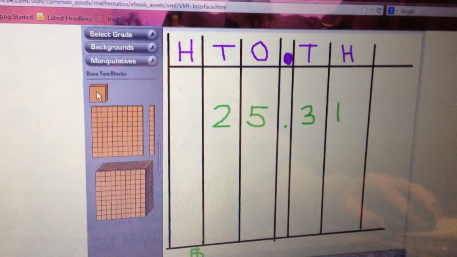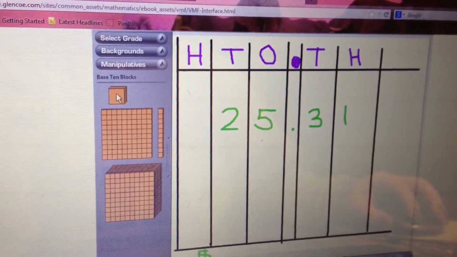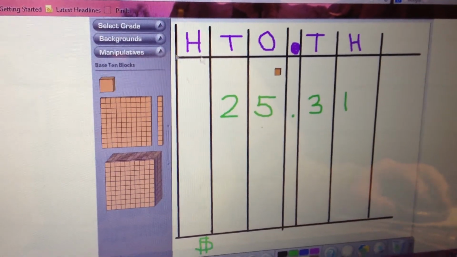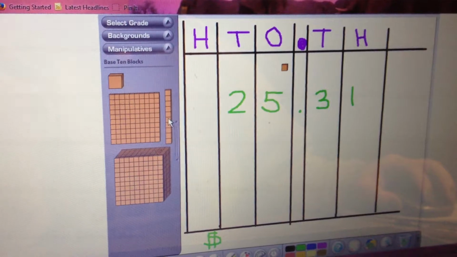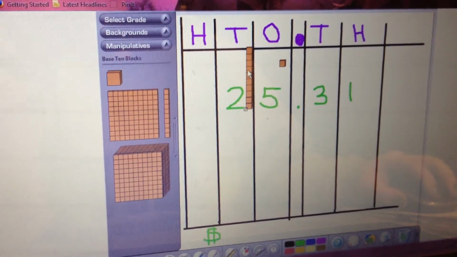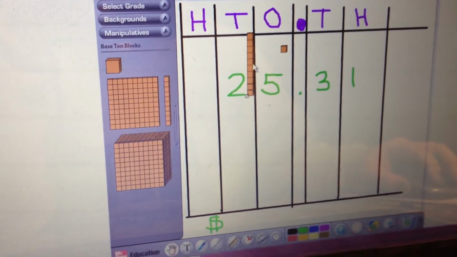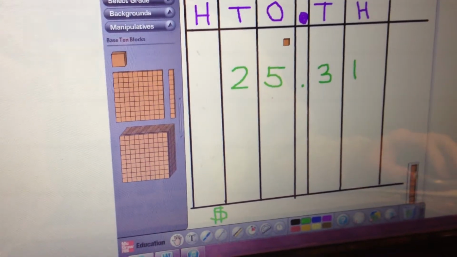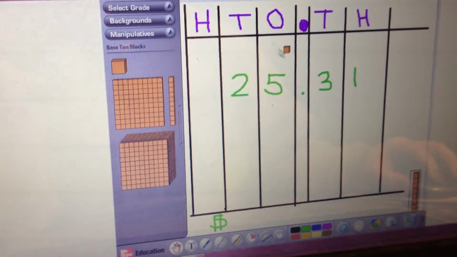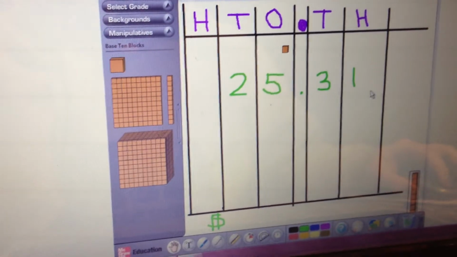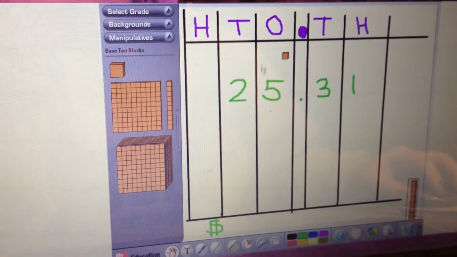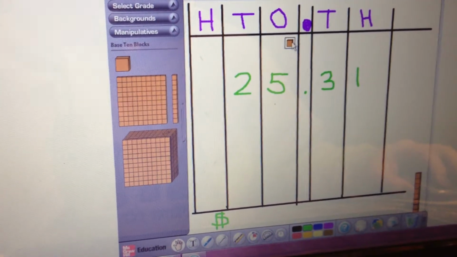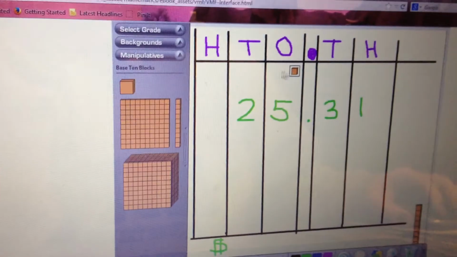These small blocks are units and they equal 1, so we know that they go in the ones place. These longs equal 10, so we know that they go in the tens place. And that's just an easy way to line them up. Now, for example, if we had a number 25.31, we would start over here in the ones place, and students should know that since it's the ones place, they should use the units because they equal 1.